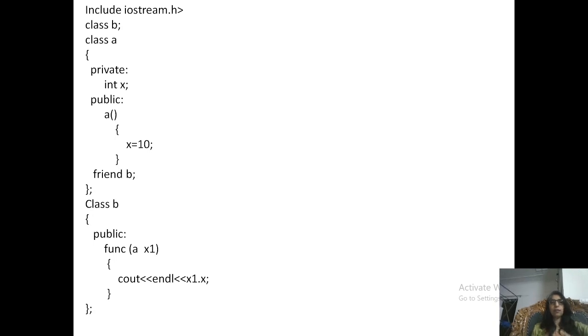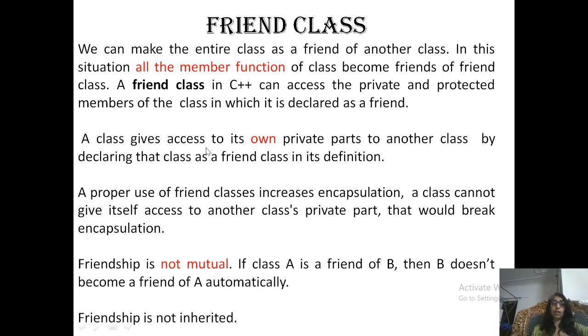You can see here we have a class A, and this class A makes class B a friend. So we just need to write friend B. So here all the functions of B can have access to the private data of class A. A proper use of friend class increases encapsulation.